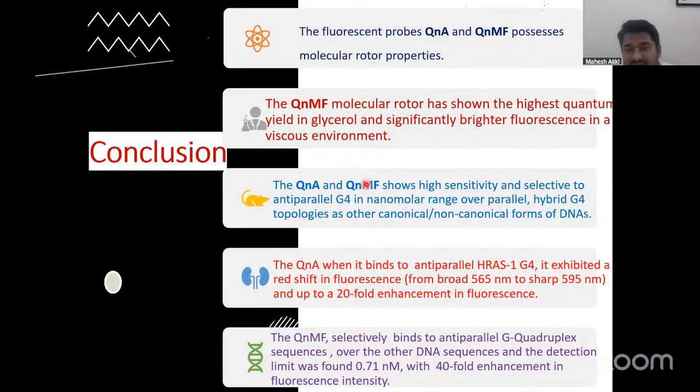Here, when QNA binds to the anti-parallel HRAS1, it exhibited a red shift in fluorescence, from 565 to 595 nanometers, that is up to a 20-fold enhancement in the fluorescence. And with respect to QNMF, it binds to the 22 HG quadruplex sequences over other DNA sequences, and the detection limit was found to be 0.71 with a 40-fold enhancement in the fluorescence intensity.